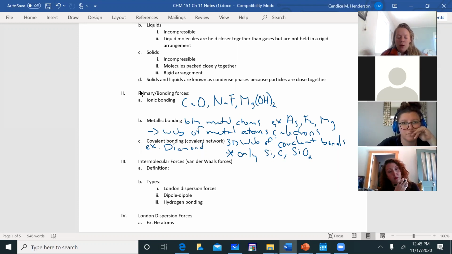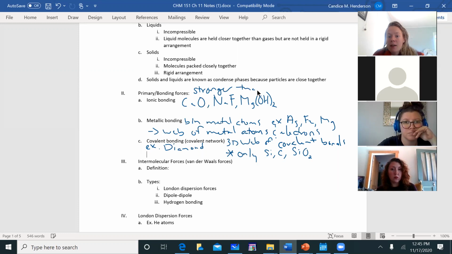So if we ever want to order things as far as strength, these are always going to be much stronger than your intermolecular forces. Okay? They will always win out. So if I say, hey, I've got hydrogen bonding and I've got an ionic bond, which one's stronger? Ionic bond, one of these guys will always win out over one of these guys.